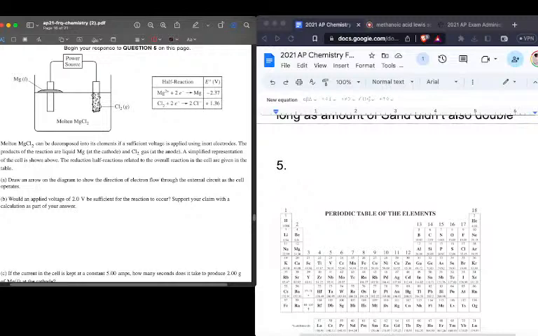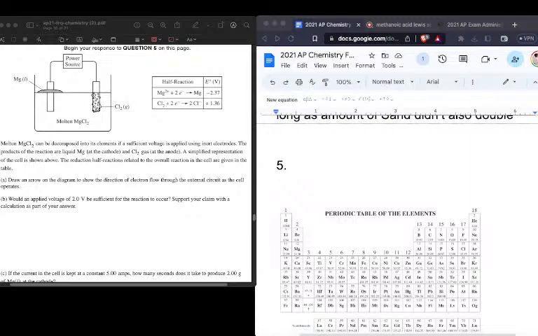Okay, so the question is, molten MgCl2, what's in it? When you have a molten ionic compound, it's just the ions floating around in the solution. So inside that molten MgCl2 is Mg2+, that's the ion that magnesium is. I'm going to write that here. You can't see that, but you'll see it soon. And chlorine ions, which are -1.